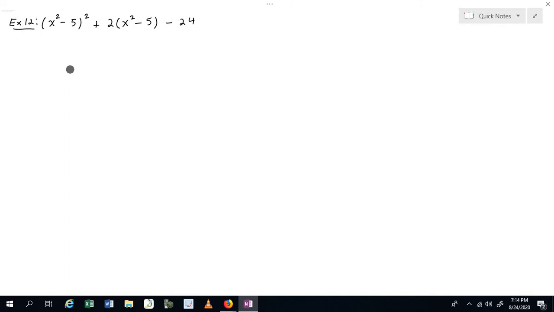So what we're going to do to make this a little bit easier to see is introduce a new variable. I'm going to call it u, and I'm going to let u be x squared minus 5. This is called substitution. I'm substituting u in for x squared minus 5.